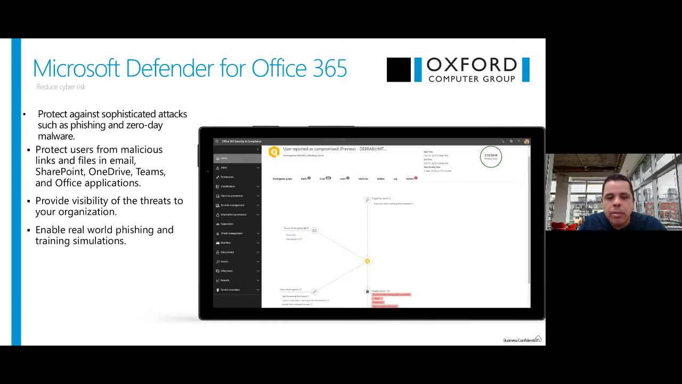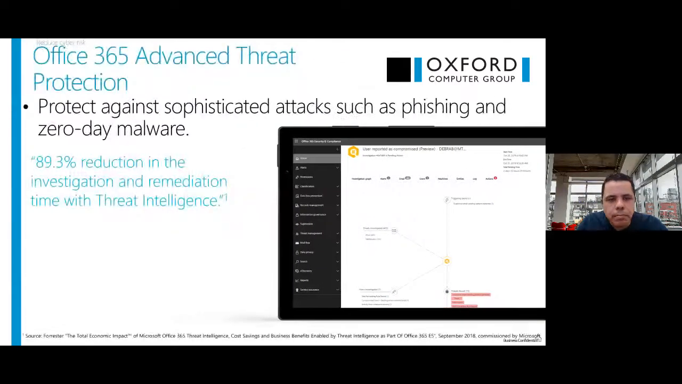So if you are using a third party, you may want to take a look at Microsoft's built-in attack simulator to further drive that education in your organization, because it does play a very important part in an effective security plan. So in a Forrester study, and again, this refers back to that Total Economic Impact study on Microsoft Office 365 Threat Intelligence, they found that Defender for Office 365 can reduce investigation and remediation time by 89.3%.